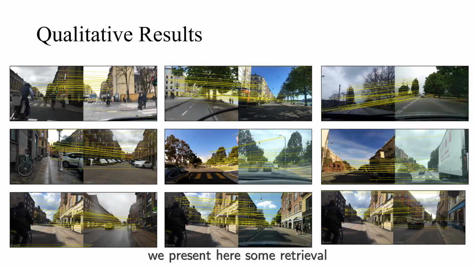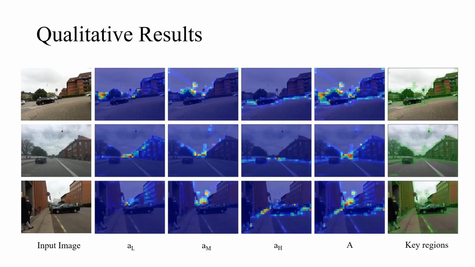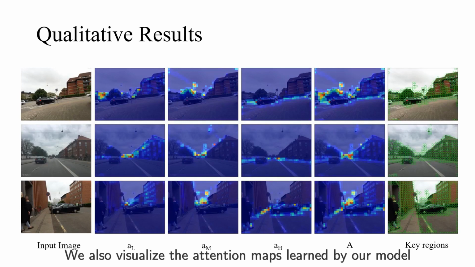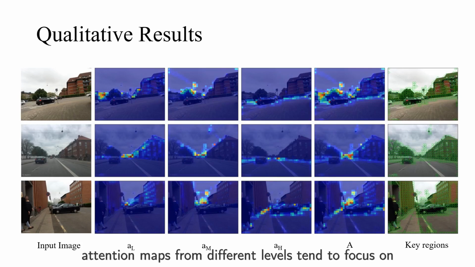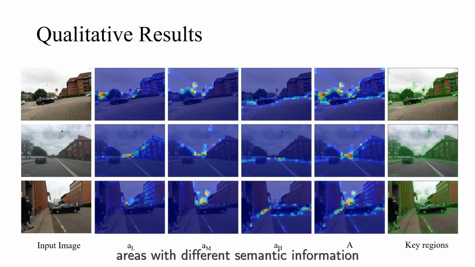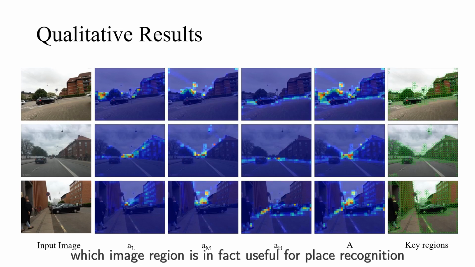We present here some retrieval and matching results for the proposed model in various challenging conditions. We also visualize the attention maps learned by our model. Attention maps from different levels tend to focus on areas with different semantic information. By aggregating these different visual cues, we can finally determine which image region is in fact useful for place recognition.